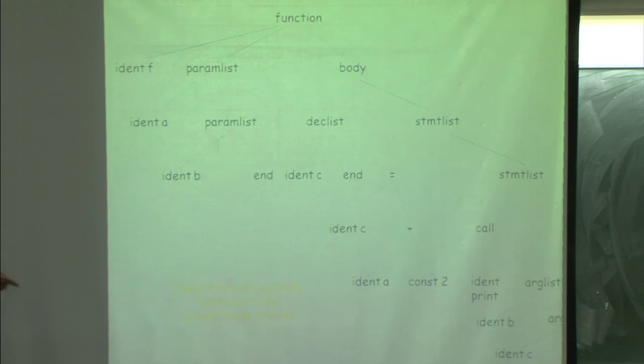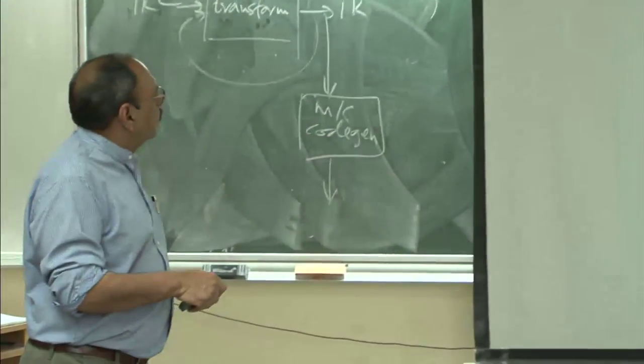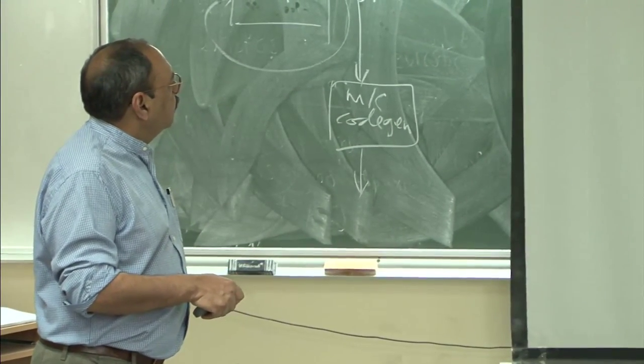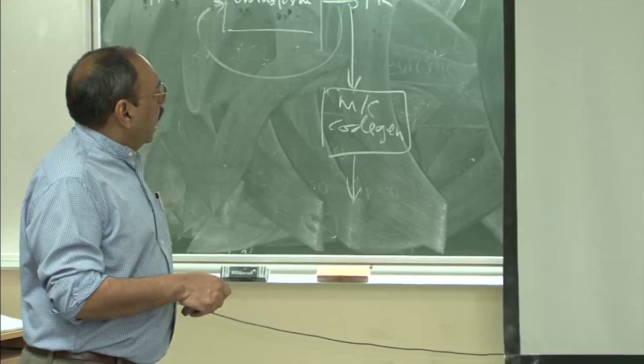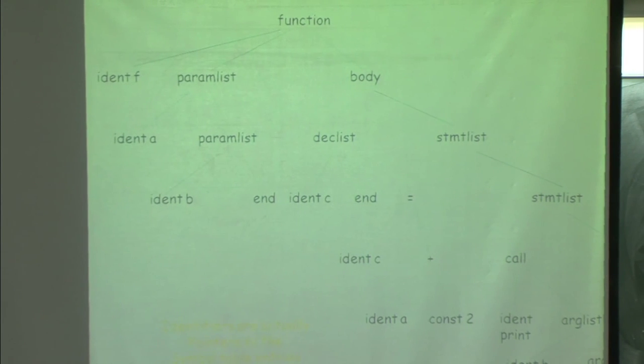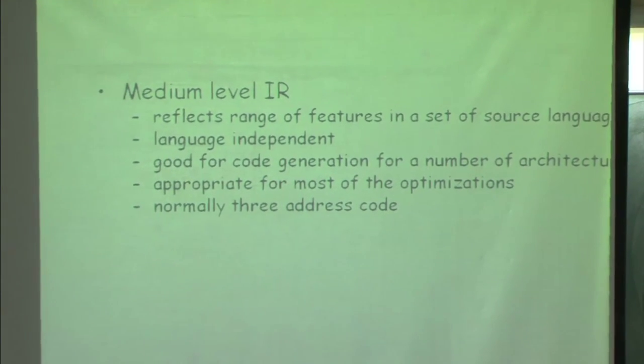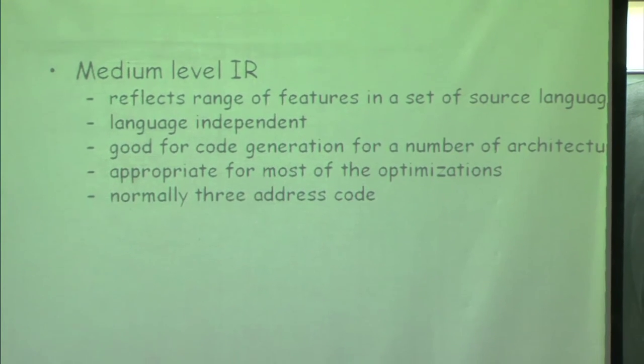So in this case, all this information about the identifiers is going to be in the symbol table. Wherever you see this identifier, all this is saying is that I just want to have a link to the symbol table and get all the information about the identifier from the symbol table. Medium-level IR is going to then have features of the source language.